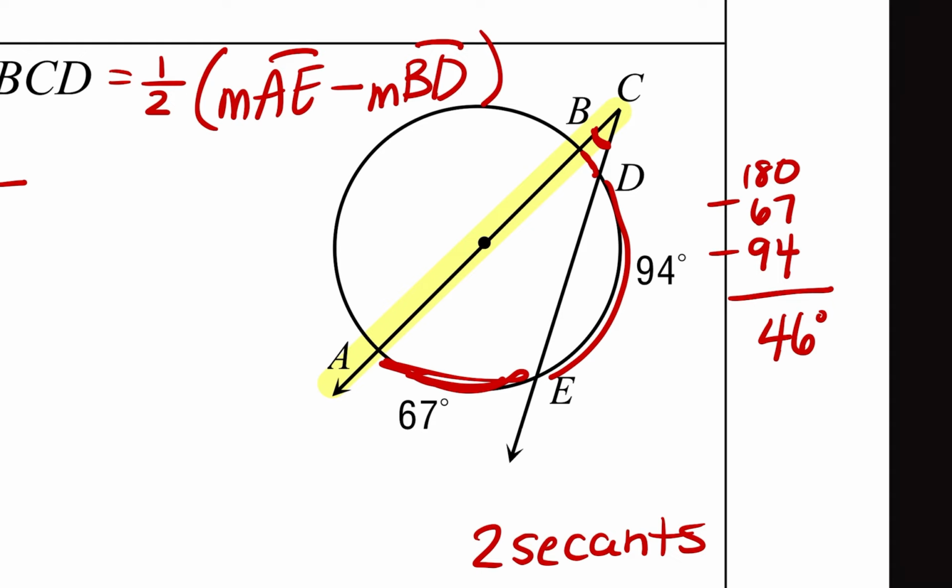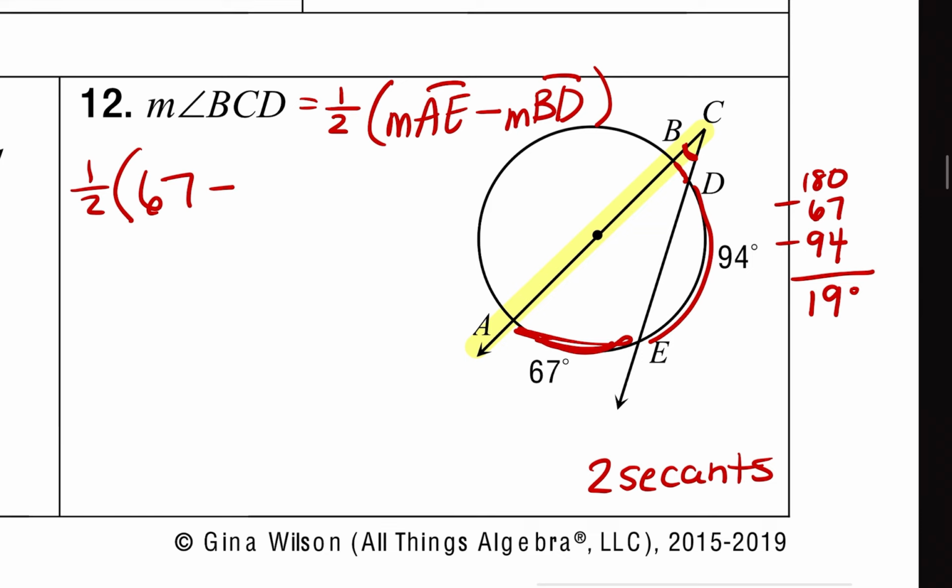Seems a little large. Hold on. Am I subtracting? Sorry. This is 19. It's not 46. This is 19. I'm like, that seems a little large for that little sliver. And I'm subtracting 94 from 180. This is only 19. Okay. So now I can fill in that the measurement of arc BD is 19. And then taking a half of 67 minus 19, you're going to get 24 degrees for this angle BCD.